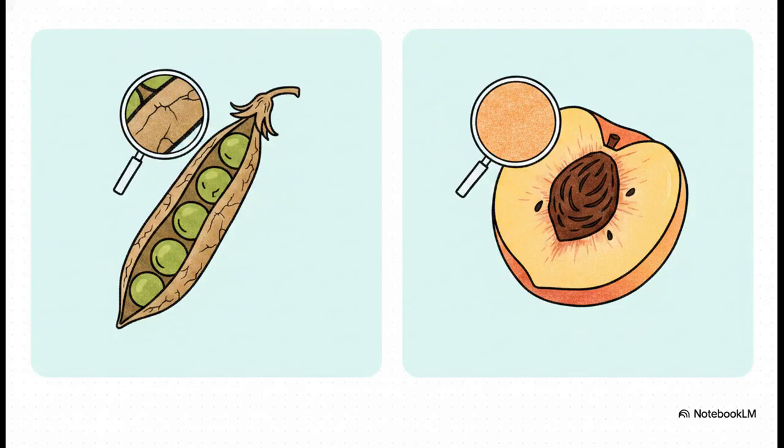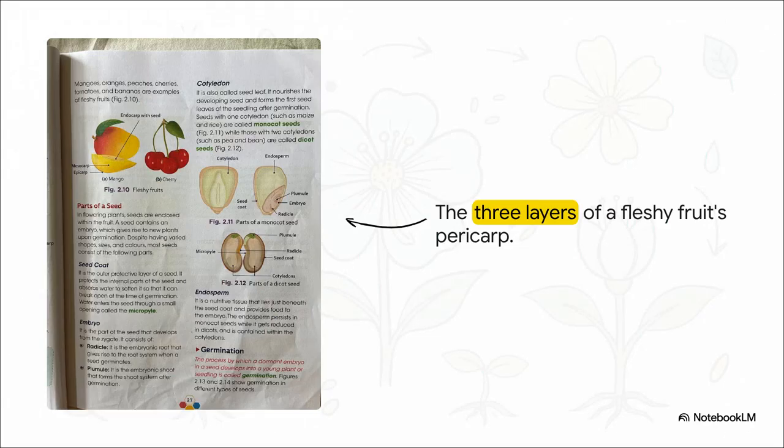Now, these fruits generally fall into two main camps. In dry fruits, think of a garden pea or a walnut, the entire outer wall of the ovary, which is called the pericarp, becomes thin, dry, or even as hard as a shell when it matures. But in fleshy fruits, that pericarp develops into the succulent, juicy tissues we love to eat. Let's use a mango to see exactly how this builds out.